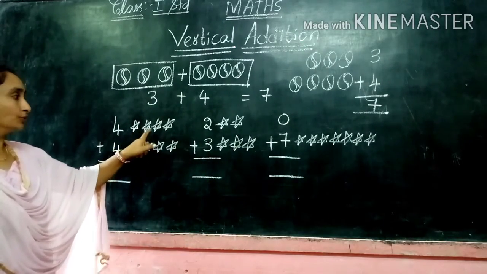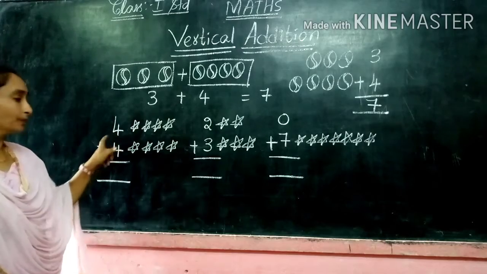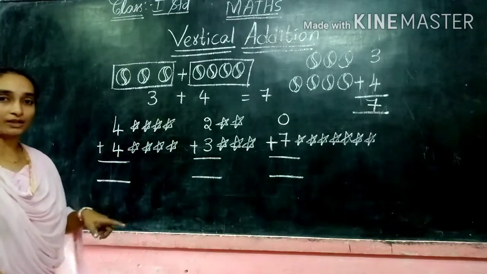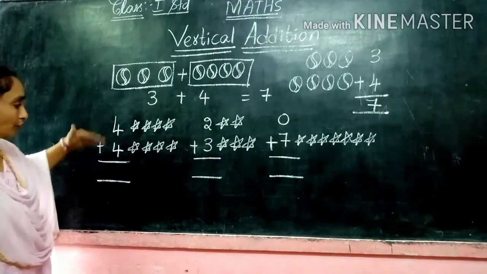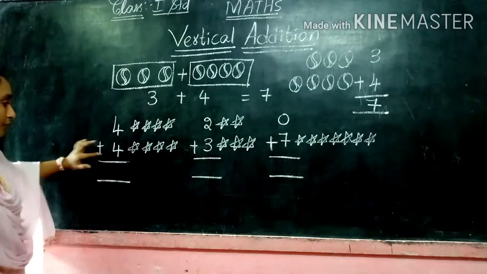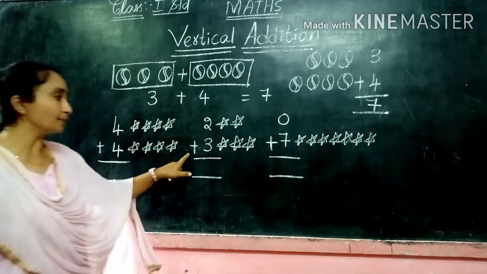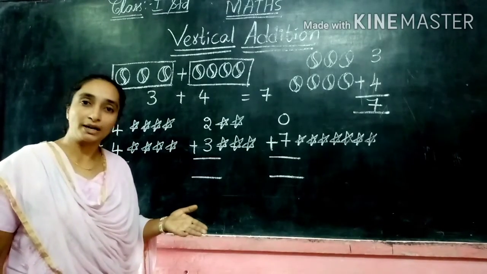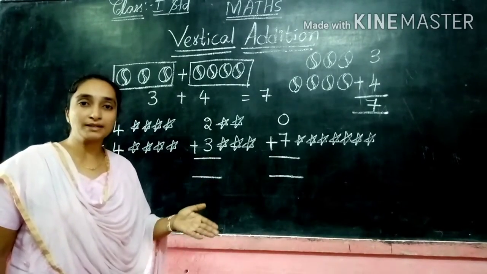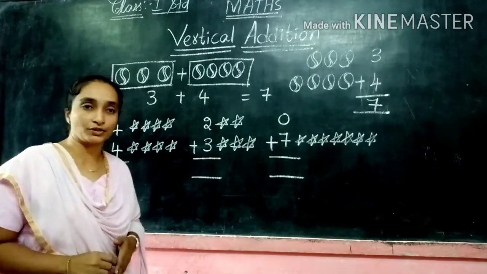1, 2, 3, 4. Because here 4, here also 4. The 4 stars. Total I want. So total 4 plus 4. So here I have used the symbol plus. If you see the symbol plus, it means you have to do addition. So the plus symbol is there means you have to do addition, children.